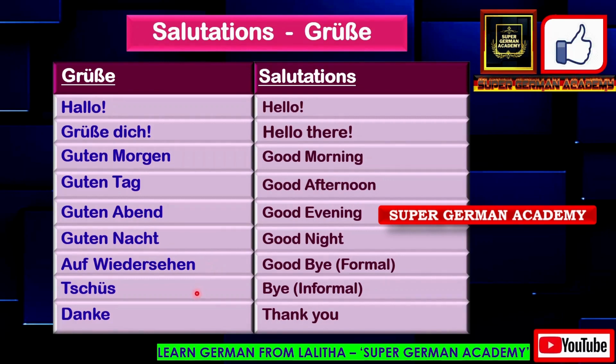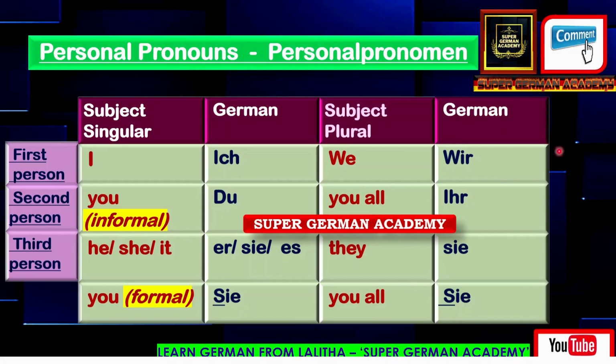Tschüss means bye. This is an informal way of saying. Informal way means suppose you are saying bye to your friend who is intimate to you. Then you will say as Tschüss in German. Lastly, Danke. Danke means thank you. These are about salutations. Personal pronouns.